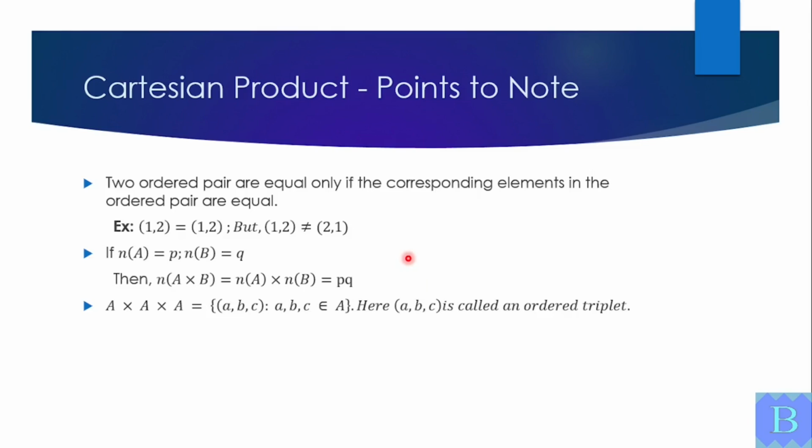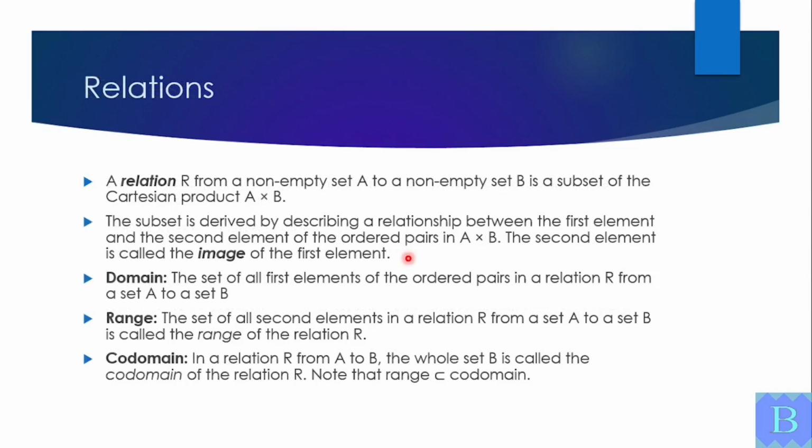A relation R from a non-empty set A to a non-empty set B is a subset of the Cartesian product A cross B. This subset is formed by describing a relationship between the first and second elements of the ordered pairs. In this context, the second element is called the image of the first element. The domain is the set of all first elements in the relation. The range is the set of all second elements that appear in the relation. The codomain is the entire set B. Note that the range is always a subset of the codomain.